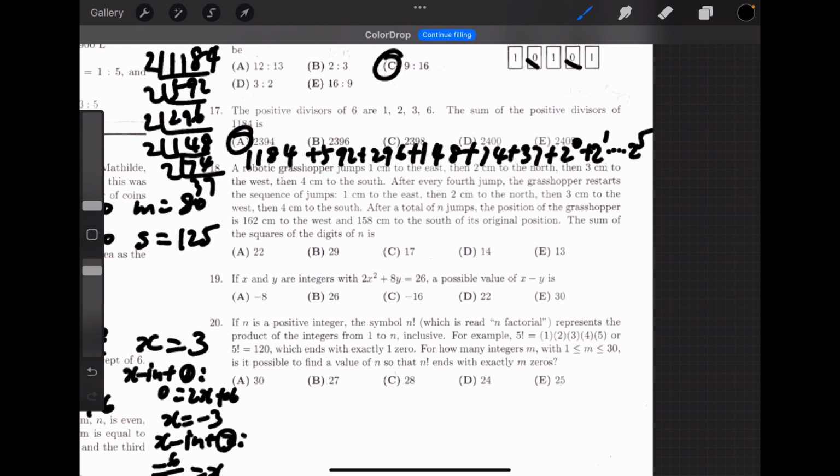Number 18. A robotic grasshopper jumps 1 centimeter to the east, then 2 centimeters to the north, 3 centimeters to the west, then 4 centimeters to the south. After each 4 jumps, the grasshopper restarts the sequence. After a total of n jumps, the position of the grasshopper is 162 centimeters to the west and 158 centimeters to the south of its original position. The sum of the squares of the digits of n is?